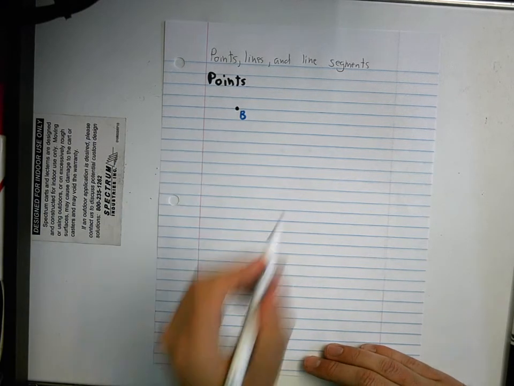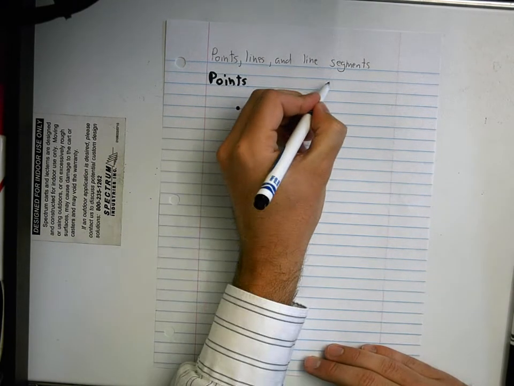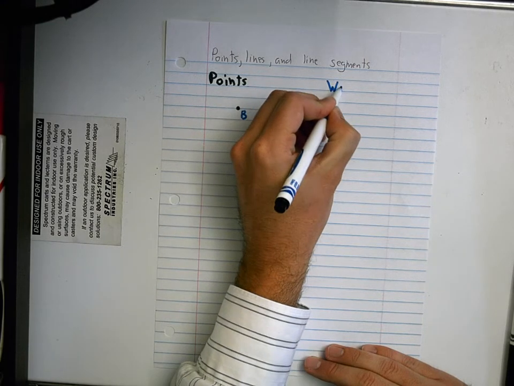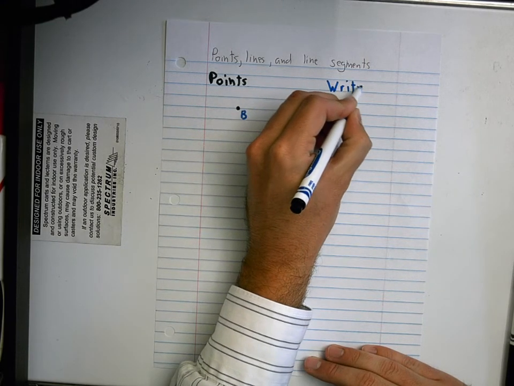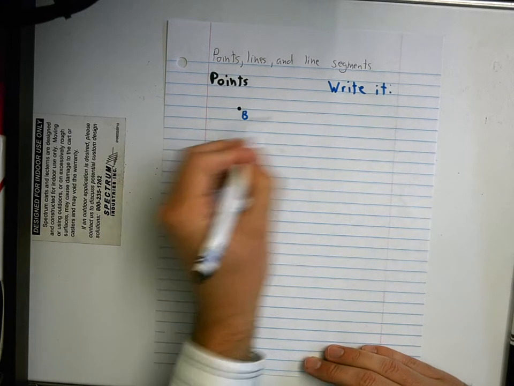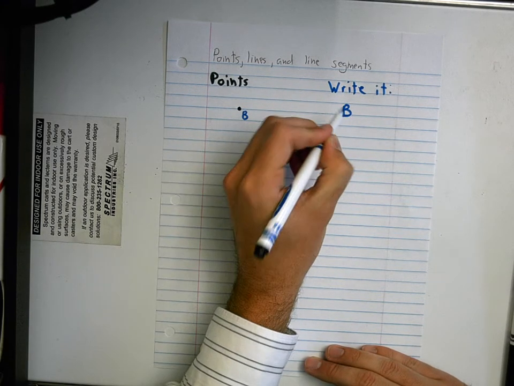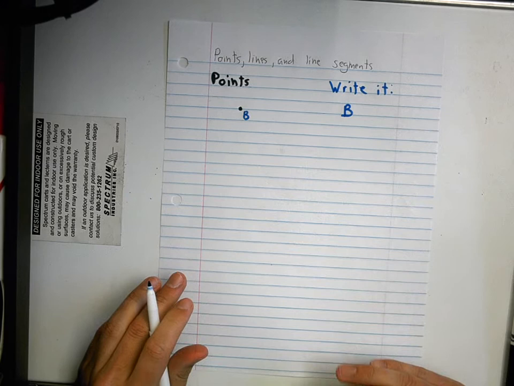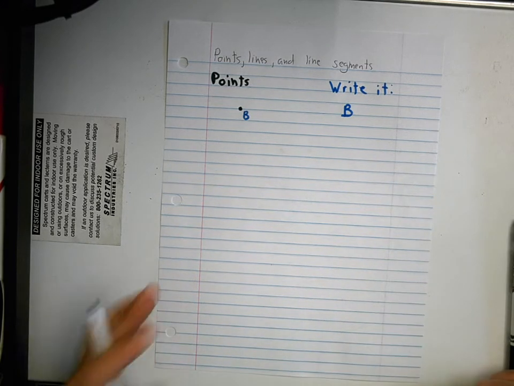Okay? And guess how we write it? Here's how we write it. Boom. How do we write it? This point right here is just B. If you see that we wrote it out and it's just a letter, that means it's just a point.